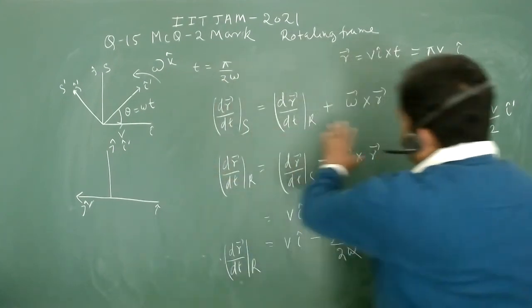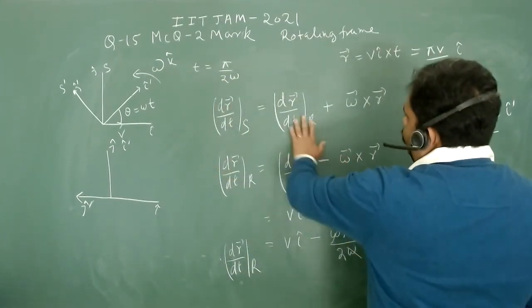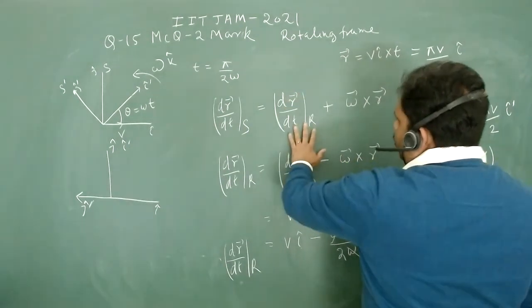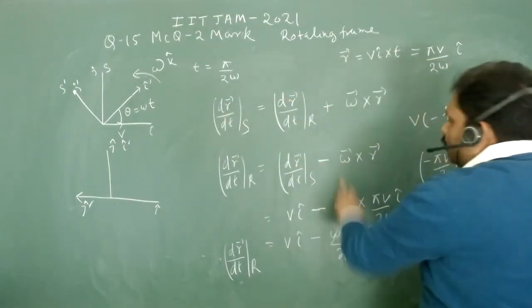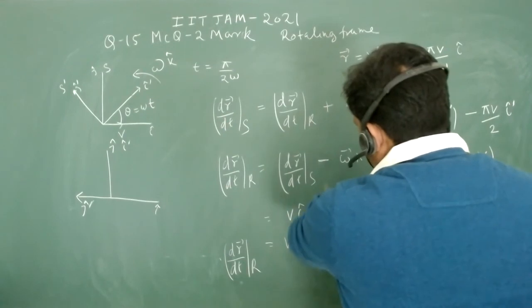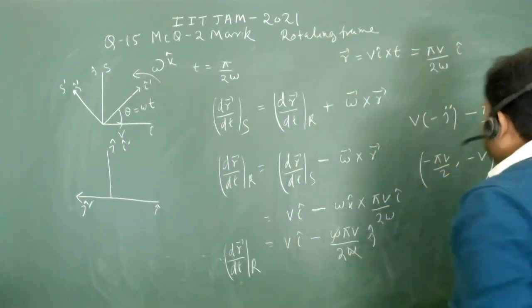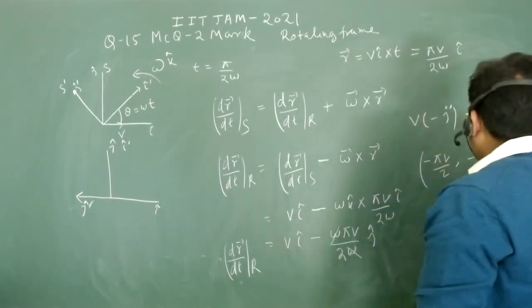And yes, you have to keep in mind that when we write this dr/dt on this side, then this will have a negative sign. I initially forgot this, but you have to keep this in mind, and this will be your answer.